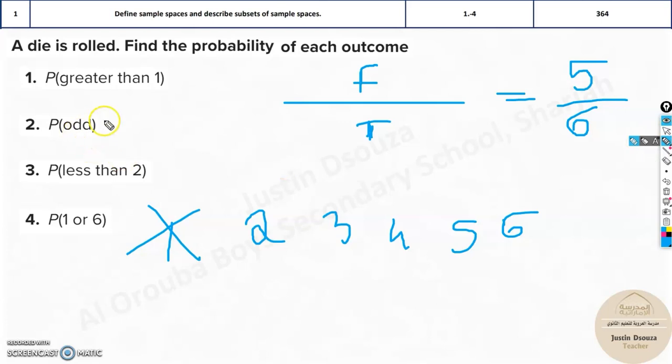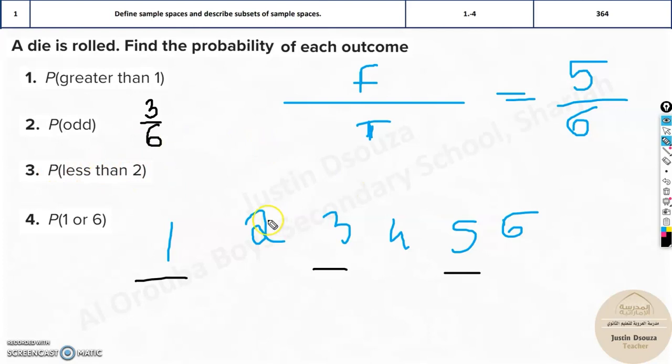What about the odd digits? How many odd digits are there? Let's see over here. There is 1 over here, 3 and 5. There are 3 odd numbers. They are the favorable ones because we need the probability of odd. But what are the total possibilities? When you roll a die, anything can fall in this. So there are 6 total possibilities.